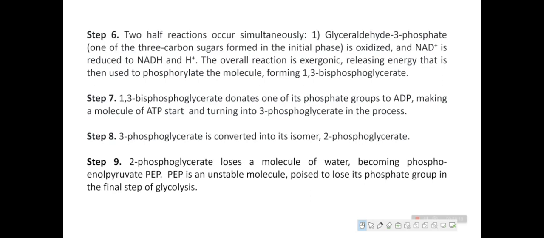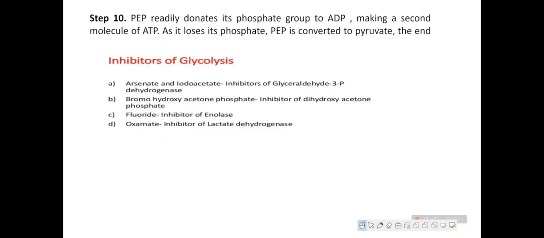In the 9th step, 2-phosphoglycerate loses 1 molecule of water and forms phosphoenol pyruvate, that is PEP. In the last step, removal of the phosphate group takes place, releasing 1 ATP molecule, and that is converted into a stable product, that is pyruvate. Pyruvate is the end of the glycolysis.